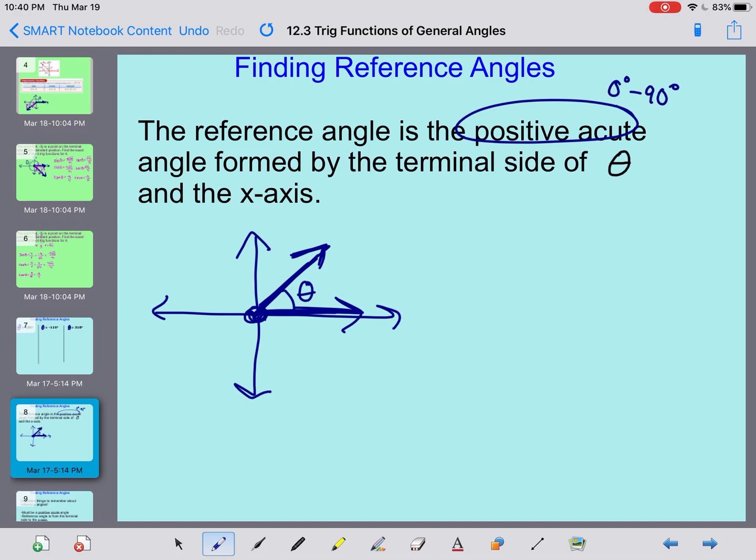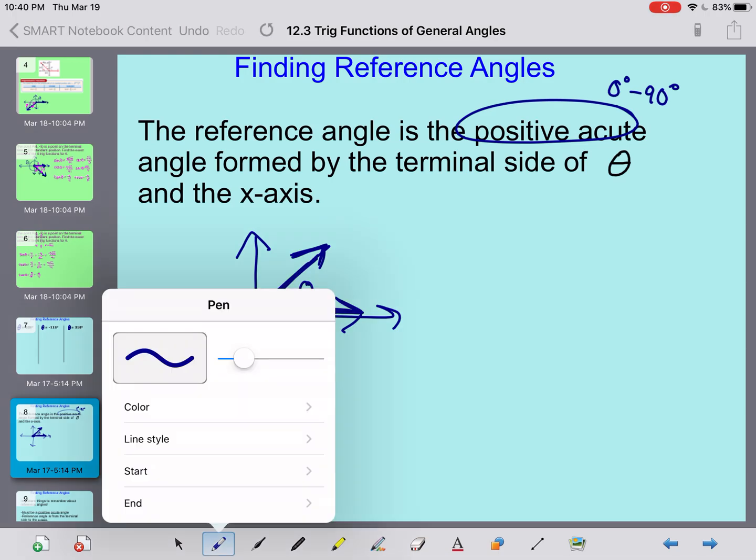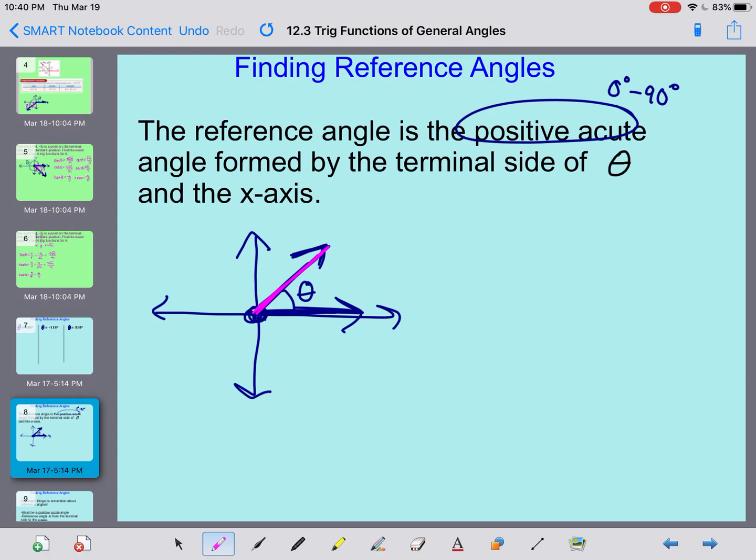It's formed by the terminal side of theta. So the terminal side is this guy right now, and the x-axis. So you would go from the terminal side to the nearest x-axis, which is here. So this pink angle is the reference angle, which we label as theta prime. That's the reference angle. So in this case, theta and the reference angle are the same angle. Let's draw another quadrant.